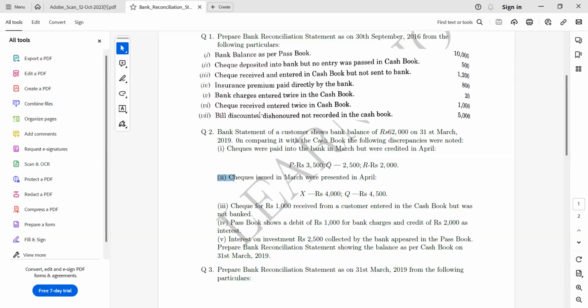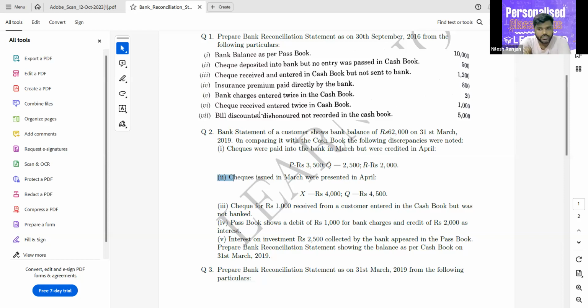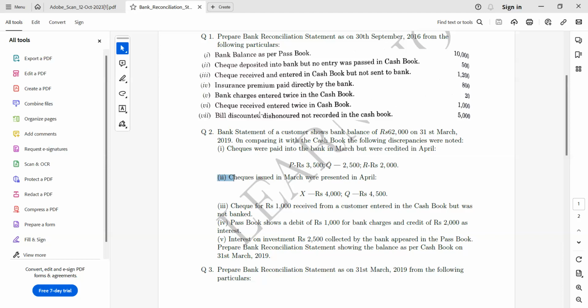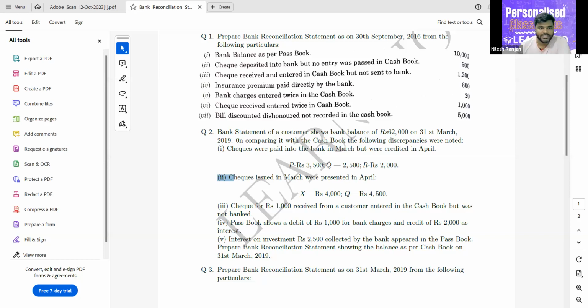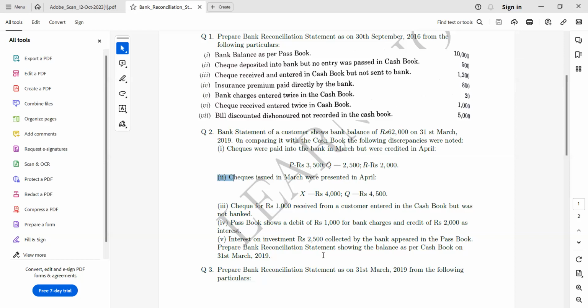Okay, sir. Okay. So are these two entries correct in your bank reconciliation? No, sir. Not correct. I minused the first question. I plus the second question. Okay. Please correct these two. Yes, sir. I corrected them. Okay. Now the third one.